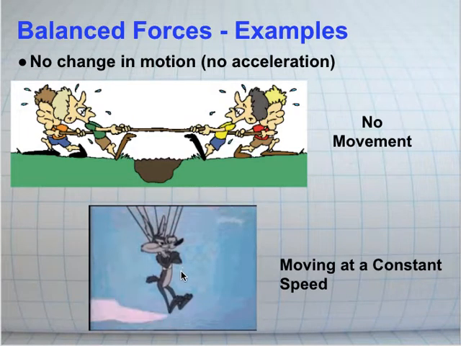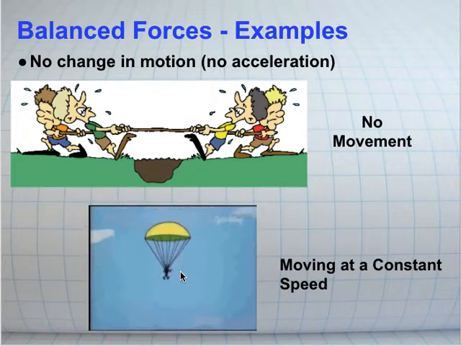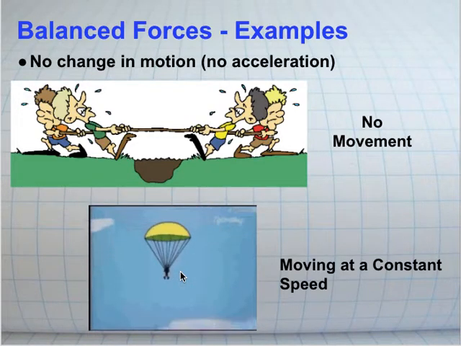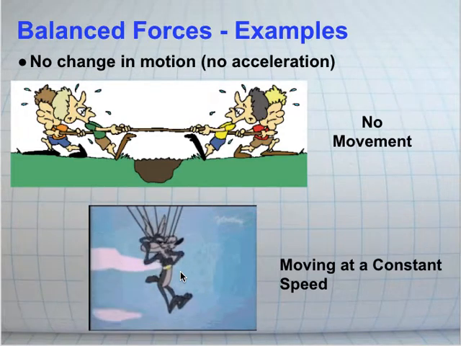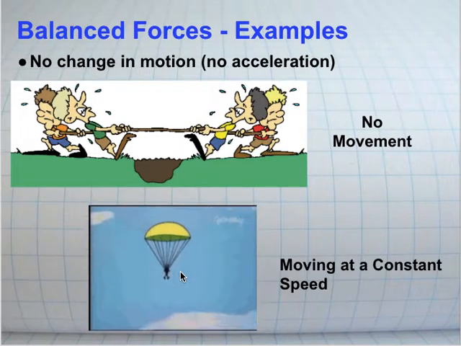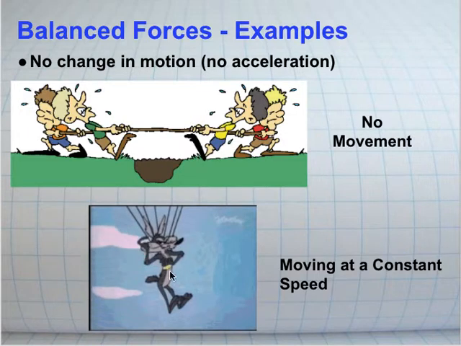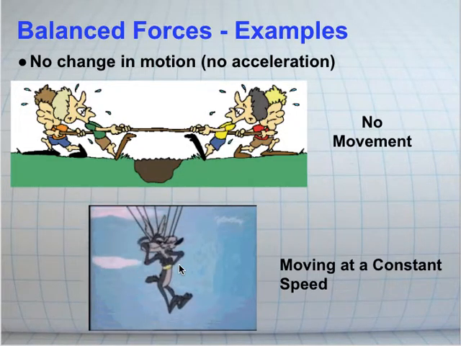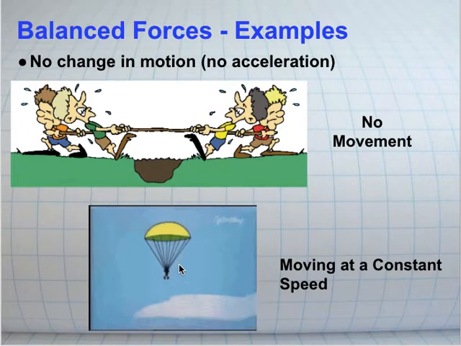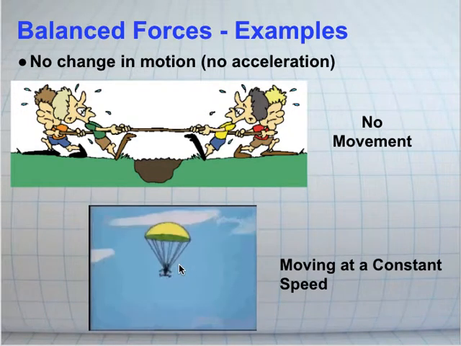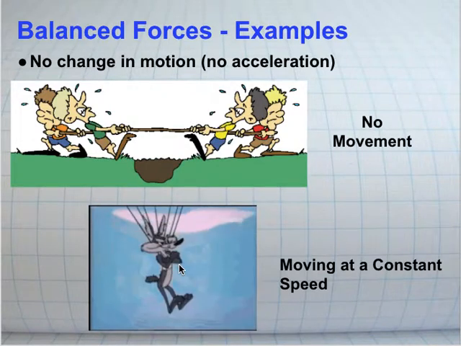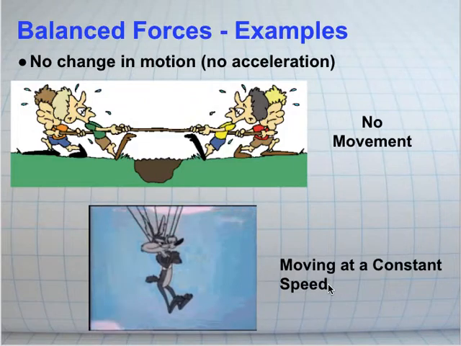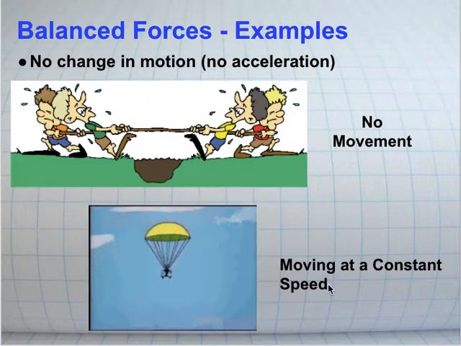So if we look at little Wile E. Coyote here that's parachuting down, if an object is moving at a constant speed, that means, we've learned in the past, that constant speed means no acceleration. What that means is if an object is moving at the exact same speed the entire time, that also means that all the forces that are affecting it are equal, are balanced with one another. And that's the reason why it's not accelerating. So here are just two examples of balanced forces. One is nothing is moving, and the other one is, yeah, it could still be moving, it's just moving at a constant speed, or no acceleration.